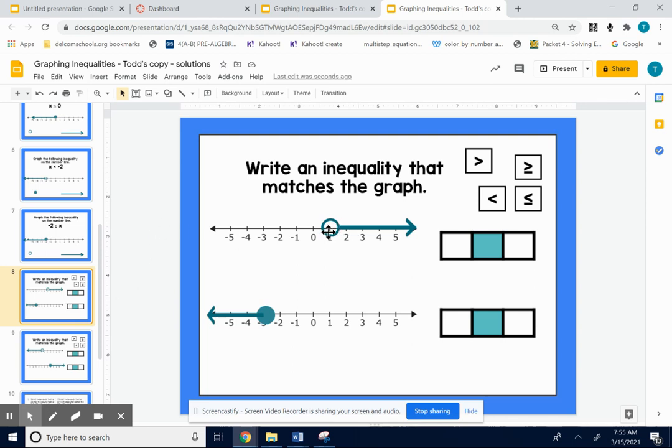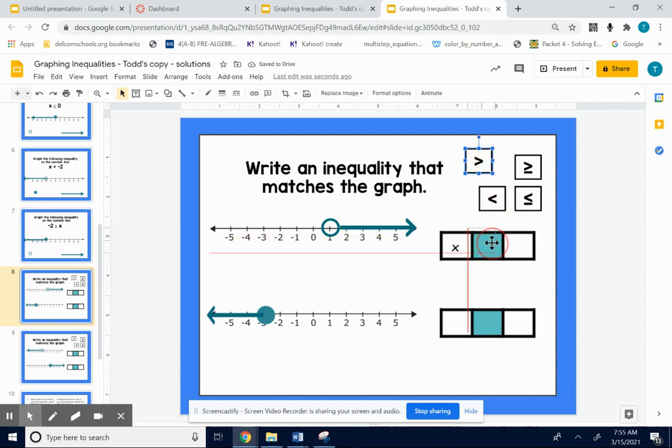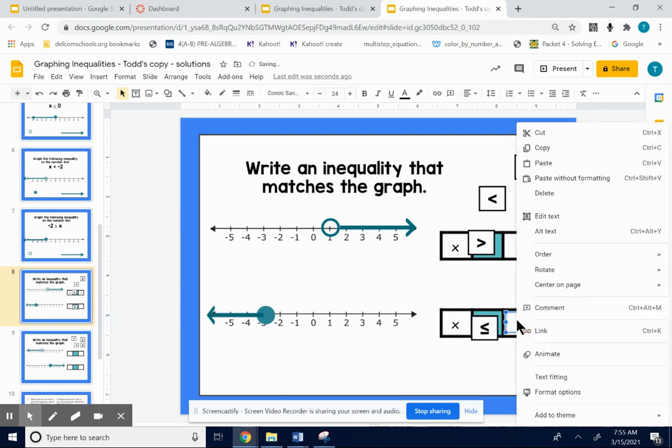Okay, this is showing everything to the right, everything greater than 1, and it doesn't include it. So that would be x greater than 1. The next one is showing everything left, less than negative 3, but it's including it. See, it's including the negative 3 because it's shaded. So I could say x is less than or equal to negative 3.